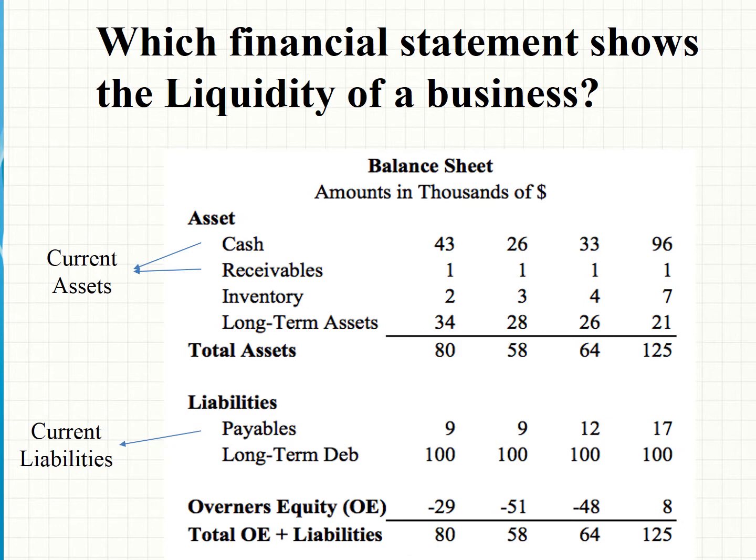Which financial statements show the liquidity of a business? A balance sheet is a financial statement that summarizes a business's assets and liabilities and shareholders' equity at a specific point in time. If users want to know whether a business has enough cash or current assets to pay its upcoming bills or current liabilities, they will need to look at the balance sheet. Here is an example of the balance sheet that shows a 4-year period.